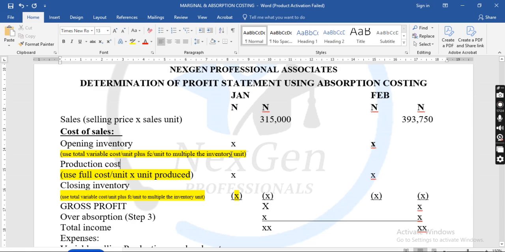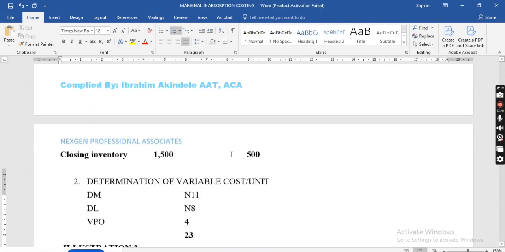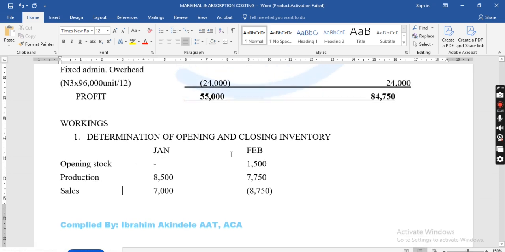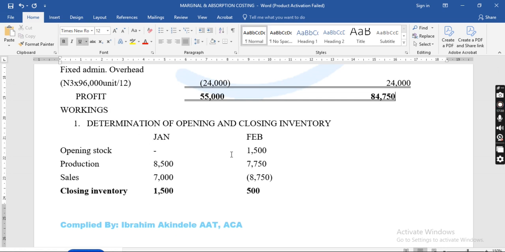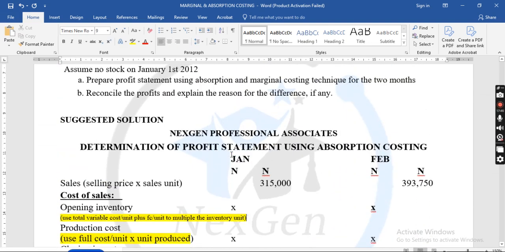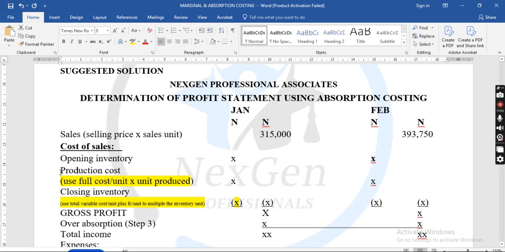Now, we have already determined the opening and closing inventory. You can see it under the marginal costing. We've determined that using marginal costing. You can see no opening inventory in January because it was stated in the question. So that means in January there is no opening inventory. You can put your dash. Now, your production cost, use full cost per unit.